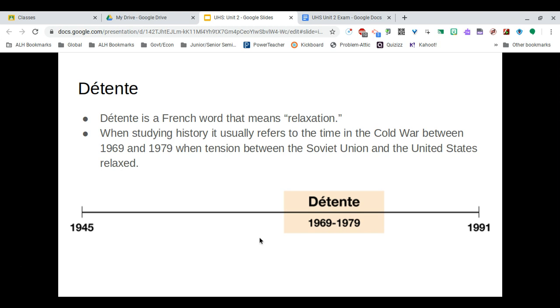The presidents we associate with détente are people like Nixon, Ford, and Carter. Once we get into Reagan, you see a switch: détente is ended, and Reagan is now going to destroy the Soviet Union, and that is going to be the goal of his presidency.